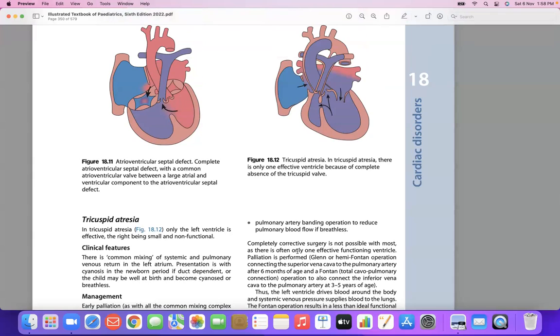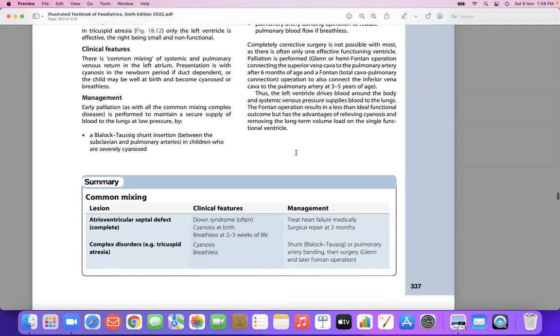Okay, since you are connecting directly, now the blood from the superior vena cava and inferior vena cava will go to the pulmonary artery. So the pressure on the single ventricle will be reduced. This is the purpose of the operation.